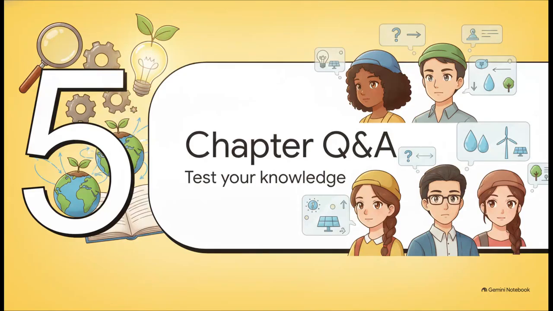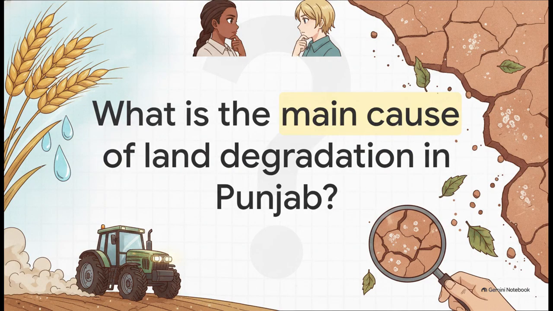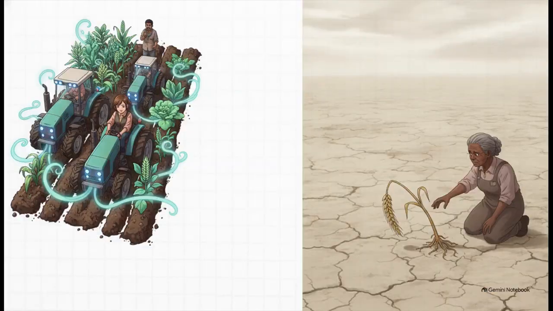Time for Section 5, Chapter Q&A. Let's see what you've learned. Question 1. What is the main cause of land degradation in Punjab? Is it A, intensive cultivation, B, deforestation, C, over-irrigation, or D, overgrazing? Take a second to lock in your answer. Did you guess it?